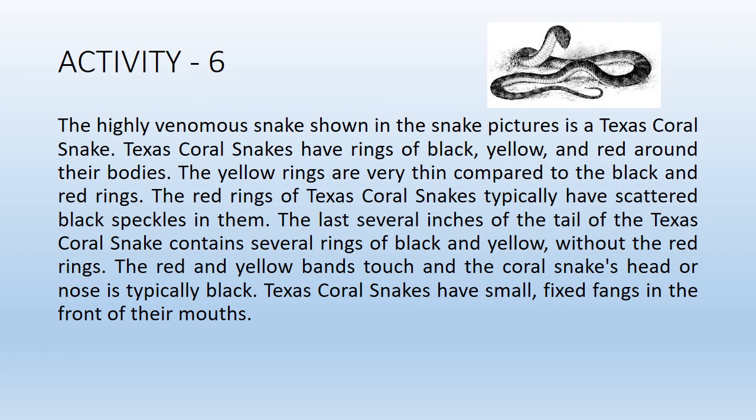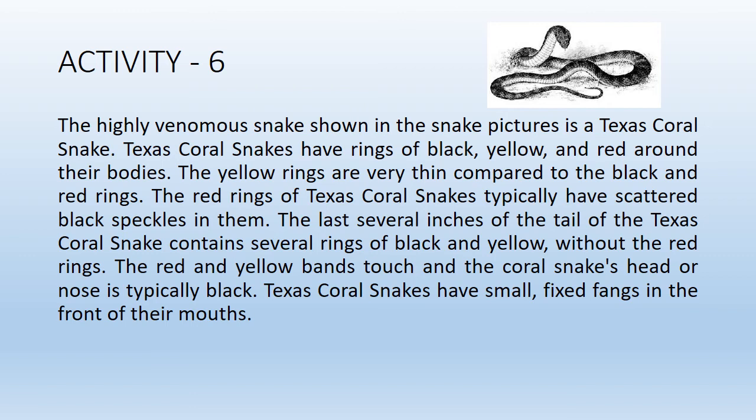It has rings of black, yellow and red around their bodies. The yellow rings are very thin compared to black and red rings. So from this you can keep the picture in front of you and you can make out which snake is being described here. The red rings of Texas coral snakes typically have scattered black speckles in them. Speckles means those spots or those marks are there.